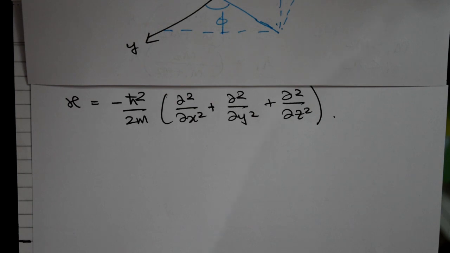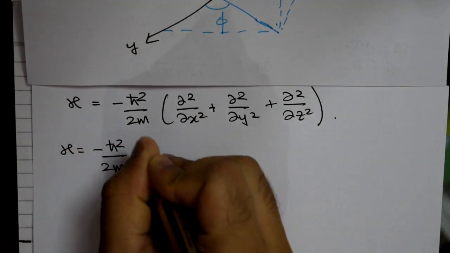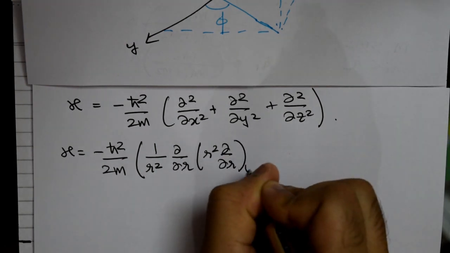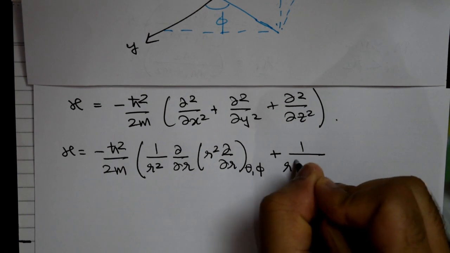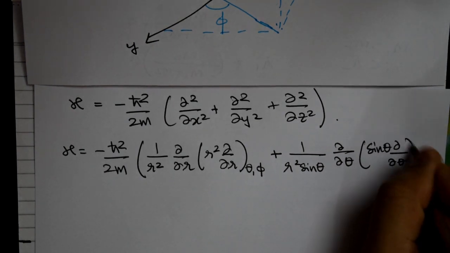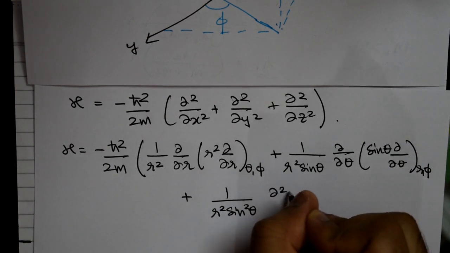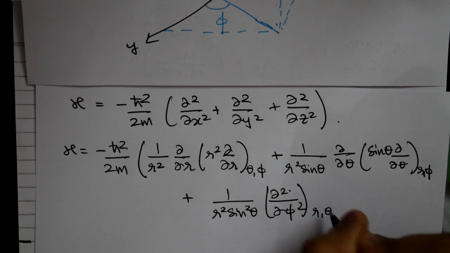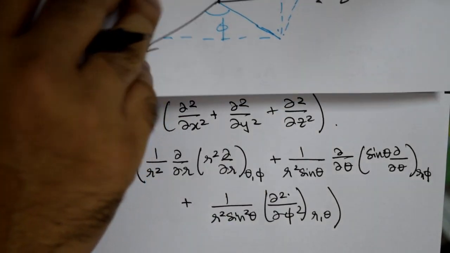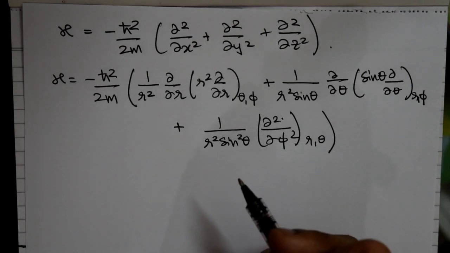Instead of going through the motions of doing this in a laborious fashion, I would instantaneously give you the answer. So now this will be given as h square by 2m, 1 over r square, dou by dou r of r square dou by dou r at constant theta and phi, plus 1 over r square sine theta, dou by dou theta, sine theta dou by dou theta at constant r and phi, plus 1 over r square sine square theta, dou square by dou phi square at constant r and theta. So this is essentially what the Hamiltonian gets converted to in the r, theta, and phi coordinate system.